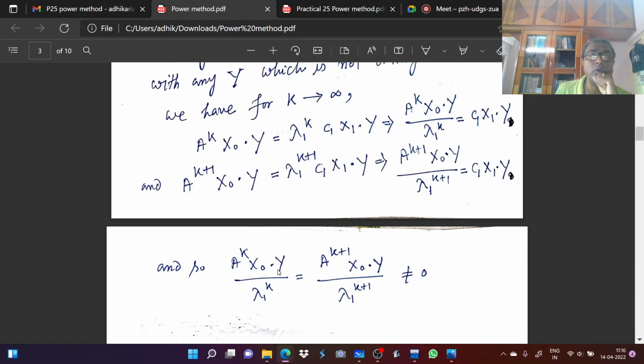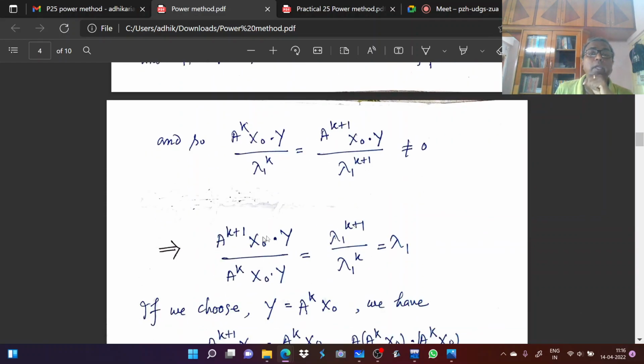So A^k x0 dot y by lambda 1 to the power k equals A^(k+1) x0 dot y by lambda 1 to the power k plus 1, both are equal and both are not equal to 0. And so A^(k+1) x0 dot y by A^k x0 dot y equals lambda 1 to the power k plus 1 by lambda 1 to the power k. Cancelling lambda 1 to the power k, we get lambda 1. So this is the numerically largest eigenvalue, lambda 1, equal to A^(k+1) x0 dot y by A^k x0 dot y.